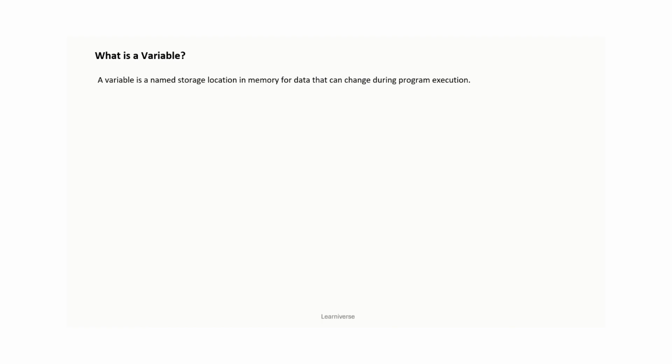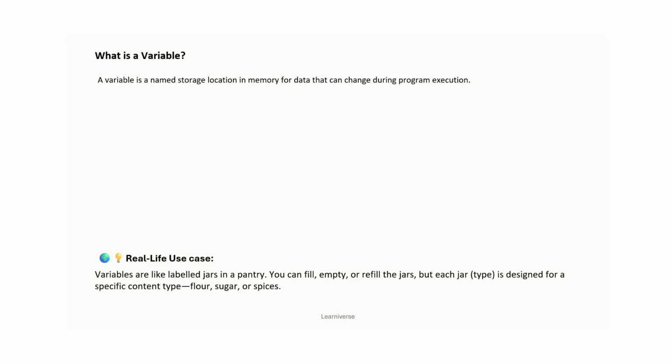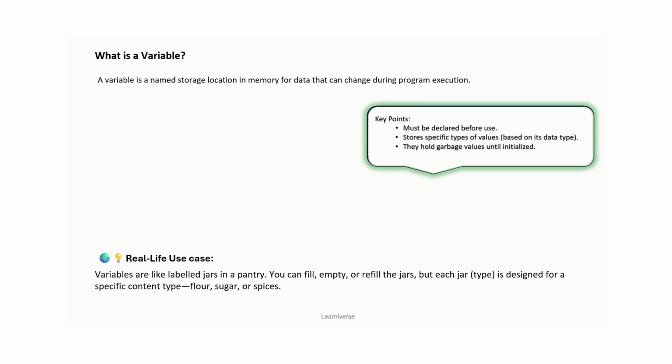What is a variable? A variable in C is like a named storage container in your computer's memory. It holds data that can change during the execution of a program. Think of it as a labeled jar in your pantry. You can fill it, empty it, or refill it, but it is designed for a specific type of content like sugar or spices. Here are three key points.